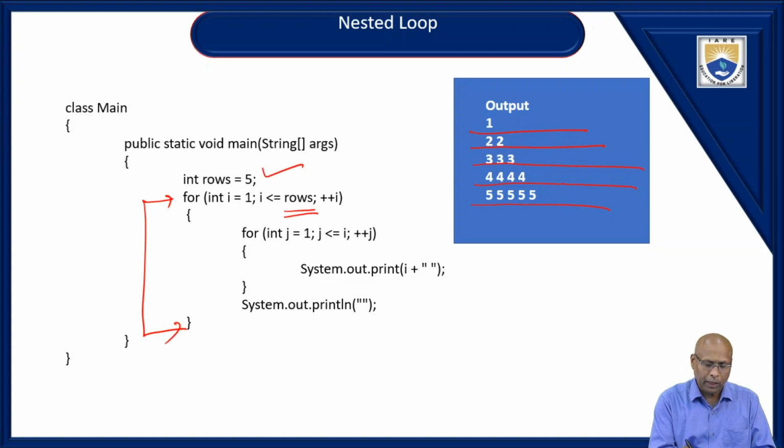This outer loop repeats how many times? Rows times. Rows means how much? 5. So, 1, 2, 3, 4, 5. Five times. So that means my outer loop is repeating 5 times. For every iteration, it has to print the same value. If the iteration number is 1, print only 1.